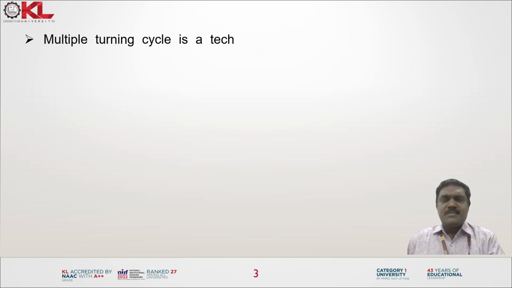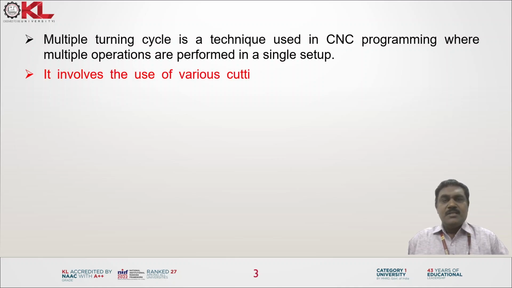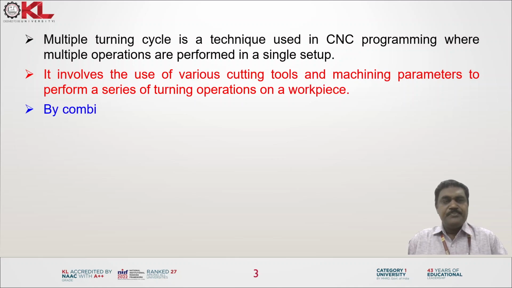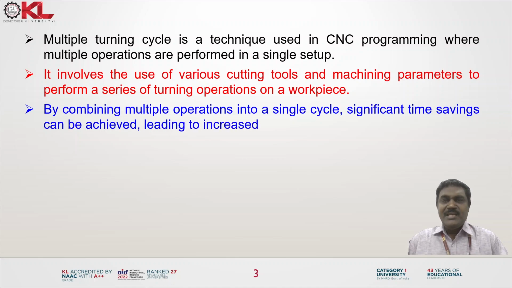So, multiple turning cycle is a technique used in CNC programming where multiple operations are performed in a single setup. It involves the use of various cutting tools and machining parameters to perform a series of turning operations on a workpiece. By combining multiple operations into a single cycle, significant time savings can be achieved, leading to increased productivity and efficiency.